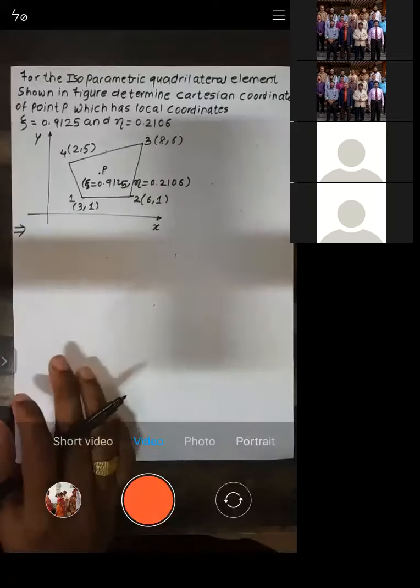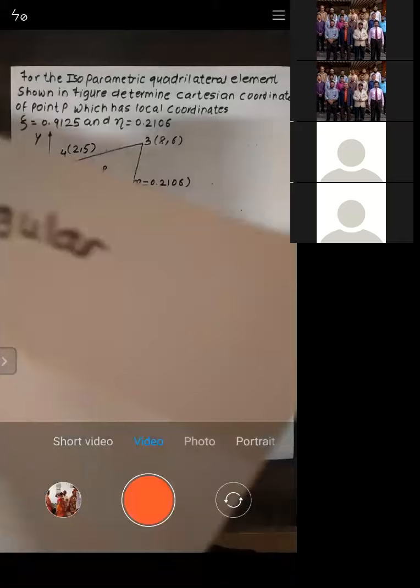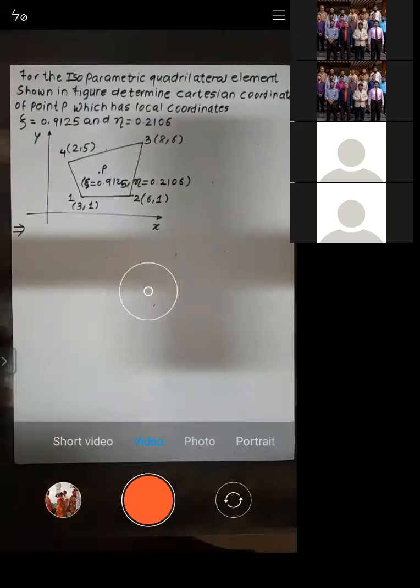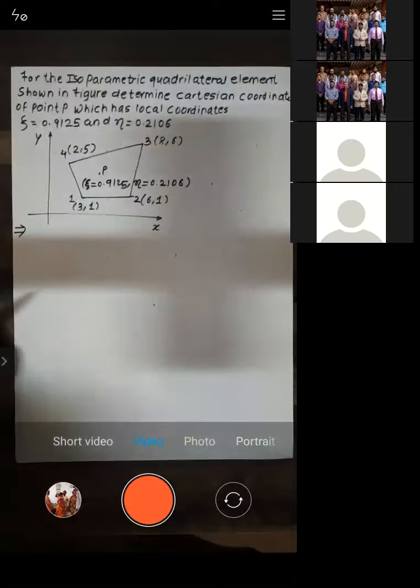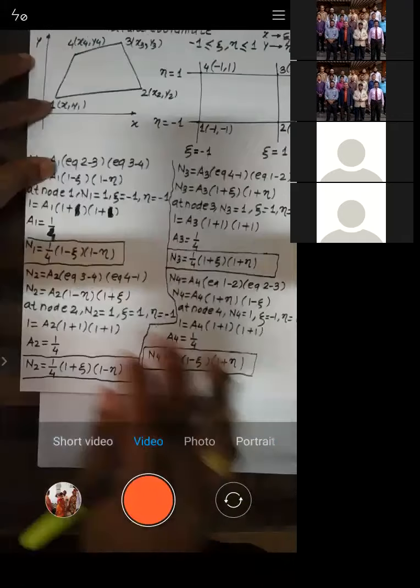Just a time before, we have seen the shape functions for the quadrilateral element. Do you remember those shape functions? Just a time before we have seen those. What is the value of the shape functions? It is directly N1, N2, N3, N4.